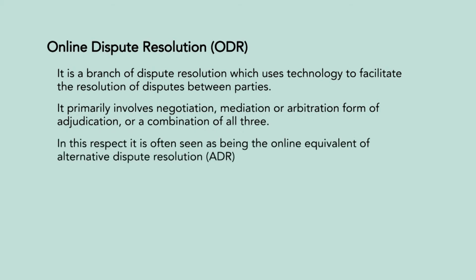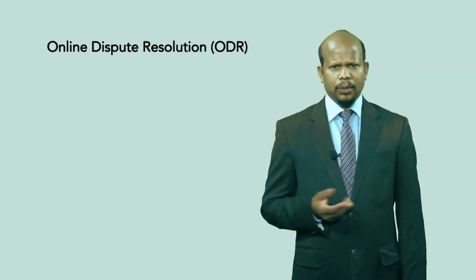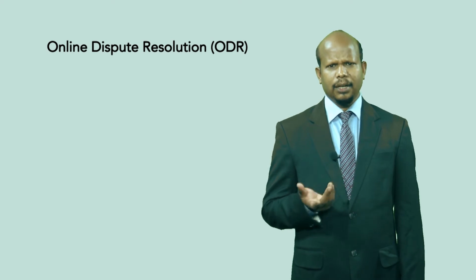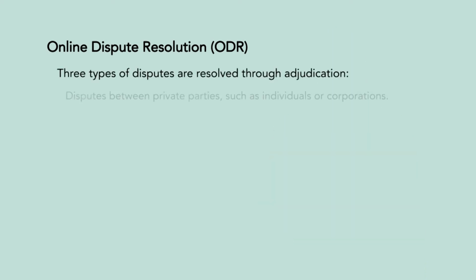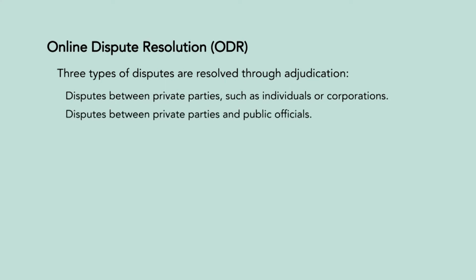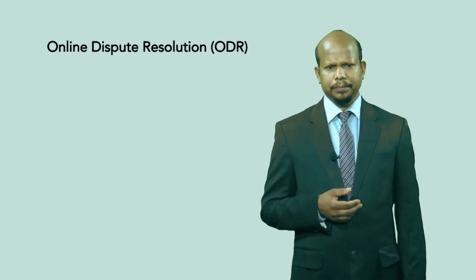In this respect, it is often seen as the online equivalent of alternative dispute resolution. ODR is nothing but an online equivalent of ADR, alternate dispute resolution mechanisms, as you are aware. Basically, we can locate three types of disputes which are solved through adjudication: disputes between private parties such as individuals or corporations, disputes between private parties and public officials, and disputes between public officials and public bodies. This is the three-way approach to understand the basics.